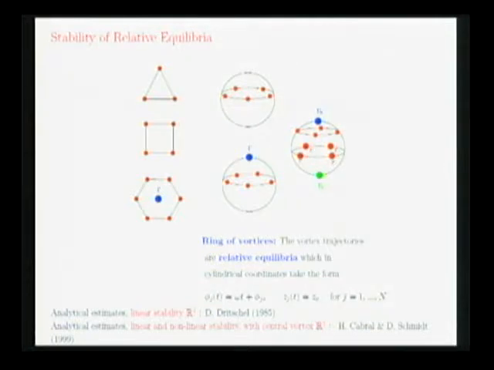Because what you have to do in both cases is just compute the eigenvalues of the Hessian of the Hamiltonian evaluated at the equilibrium. Once you have these eigenvalues and you identify the zero eigenvalues due to symmetries, you have both linear and nonlinear stability at once. So this was somehow done by Cabral and Schmidt in a later paper. These are analytical estimates that they did in the planar case.